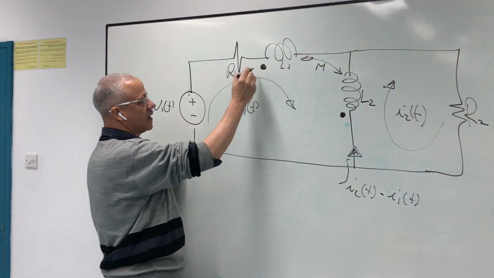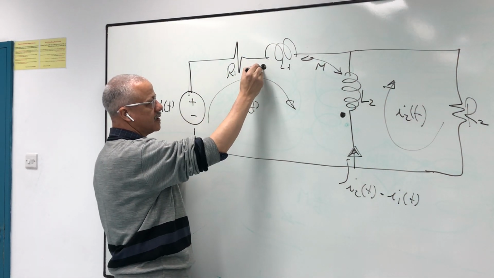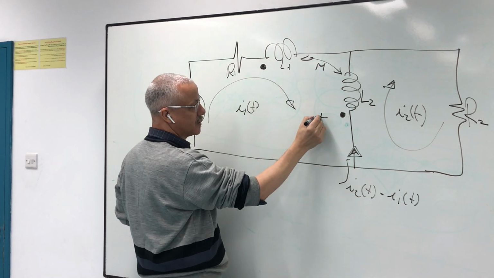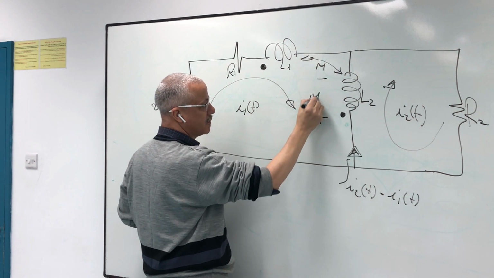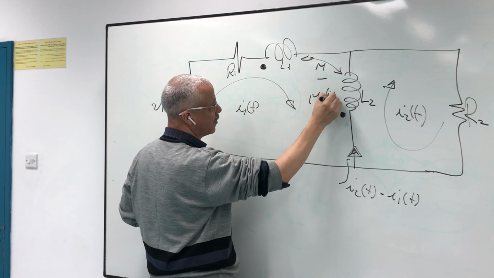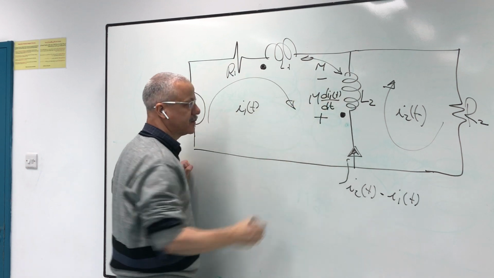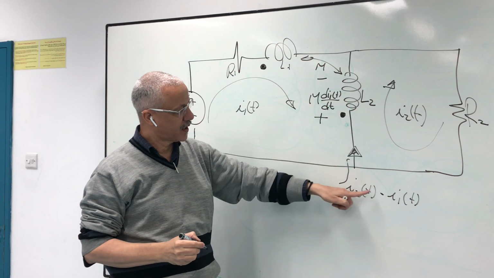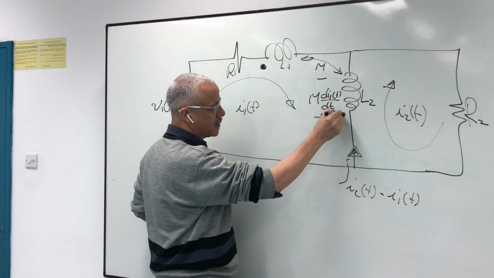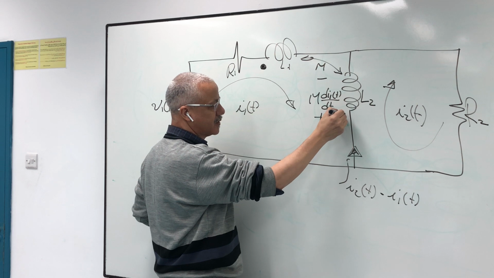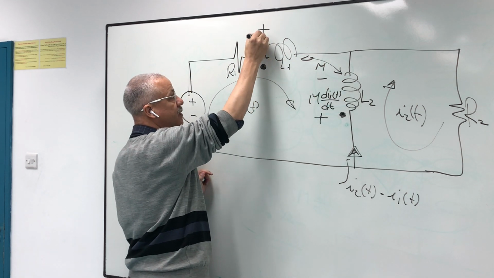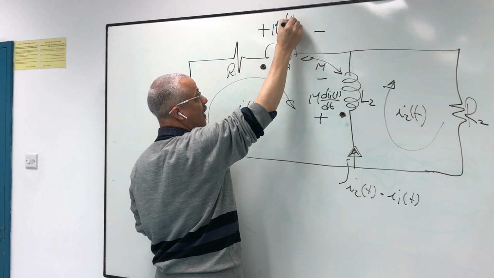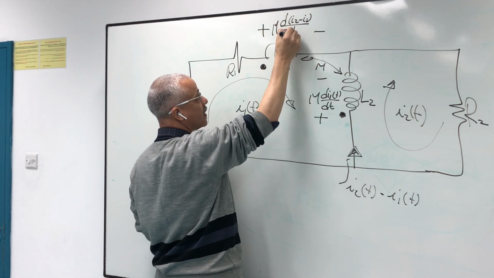So simply, if the current here enters this point, is it positive or negative? Positive: M di1 by dt. So what is the case for this one? The current entering here is I2 minus I1. So the current enters this point, positive or negative? Positive. So here, positive, negative: M d(I2 minus I1) over dt.